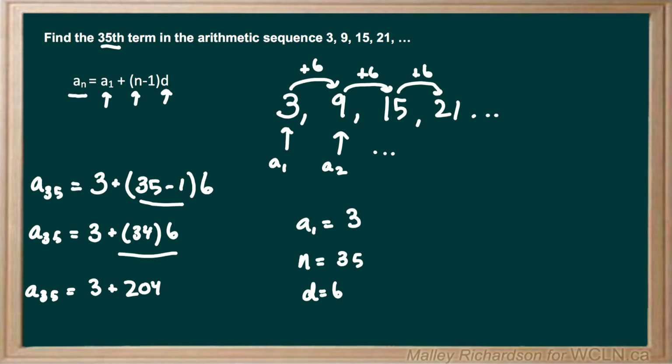Now what we're left with is 3 plus 204. So a of 35 equals 3 plus 204, which is 207. Therefore, our 35th term in the arithmetic sequence is 207.